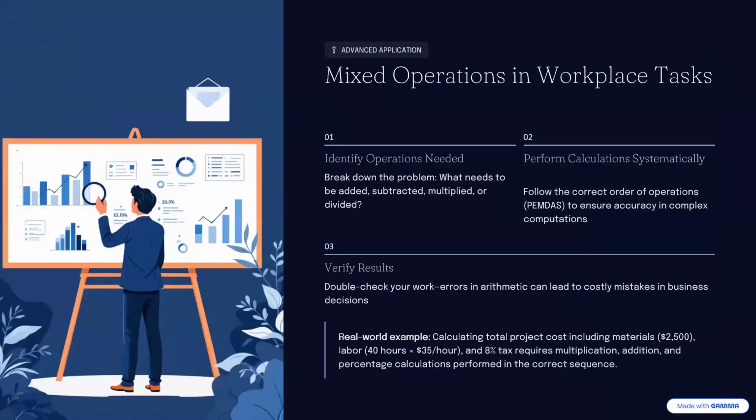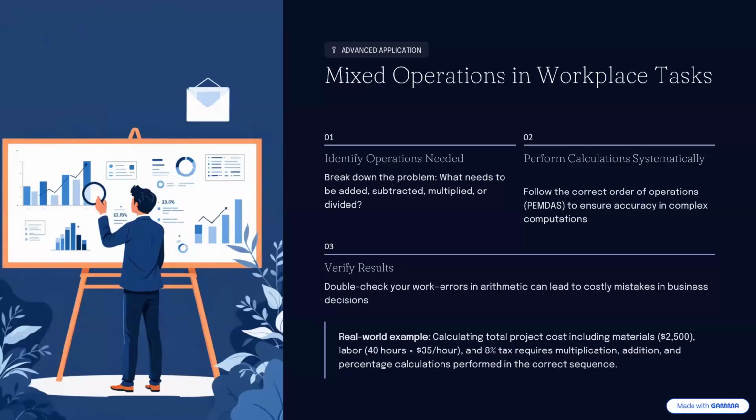Now let us go to the final one, which is mixed operation. Sometimes we find ourselves in a situation where multiplication, division, subtraction, all of them are combined into one. They are all involved in the situation we are facing. When that is the case, these are the steps that we are going to follow.